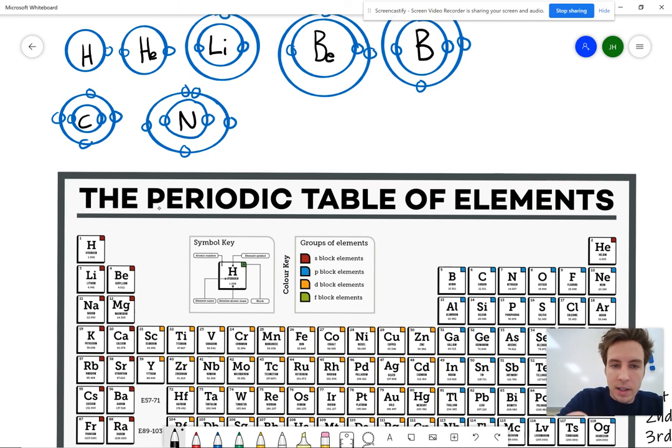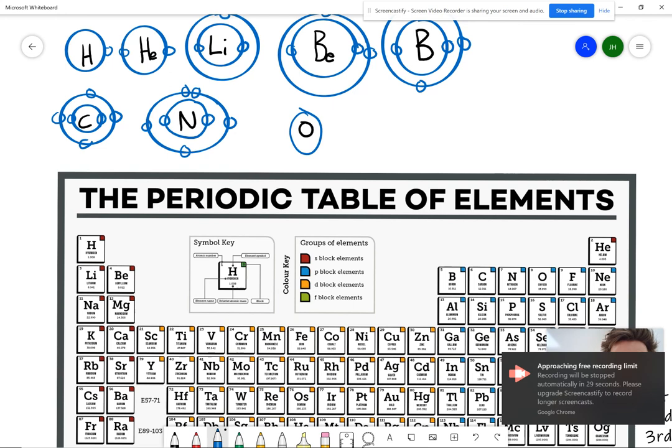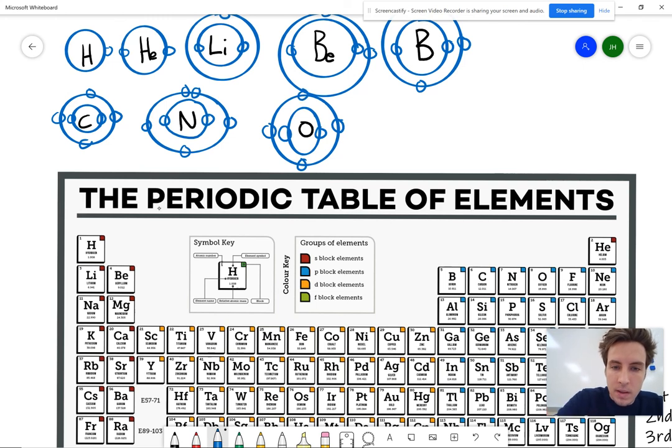Let's do oxygen next. 1, 2, and the second shell is going to have 1, 2, 3, 4, 5, 6, and this is where a hydrogen atom could fill that hole with its own electron. And I will let you guys figure out how to draw fluorine and neon on your own. Have fun with this assignment and let me know if you need any help.